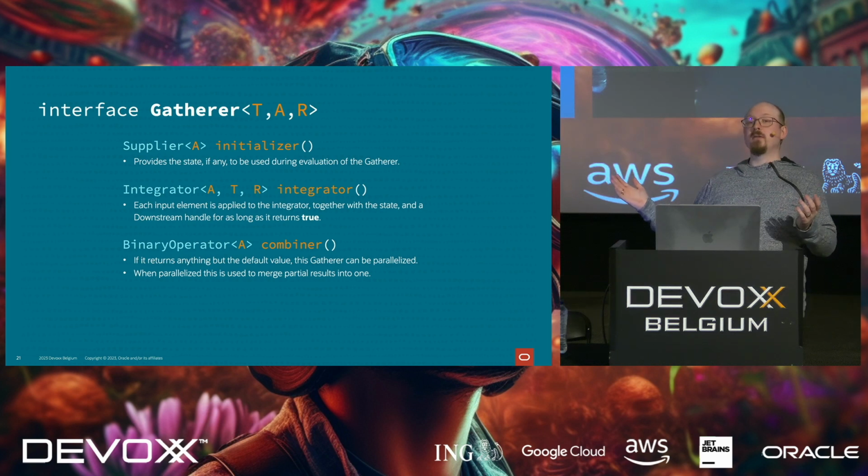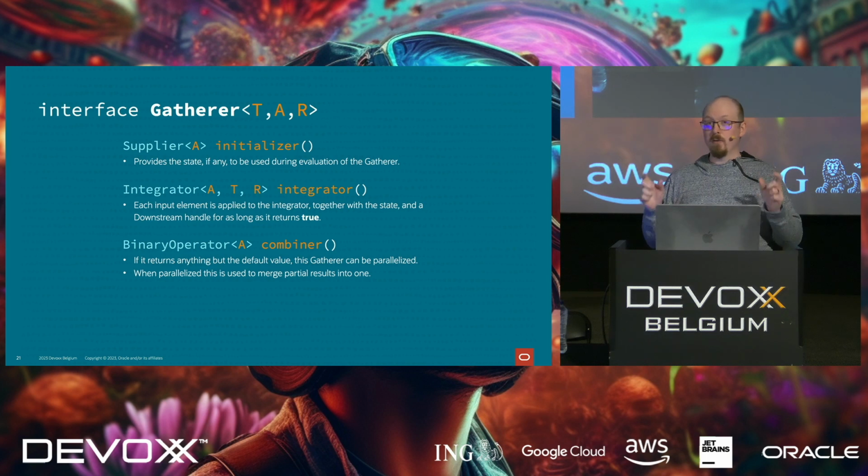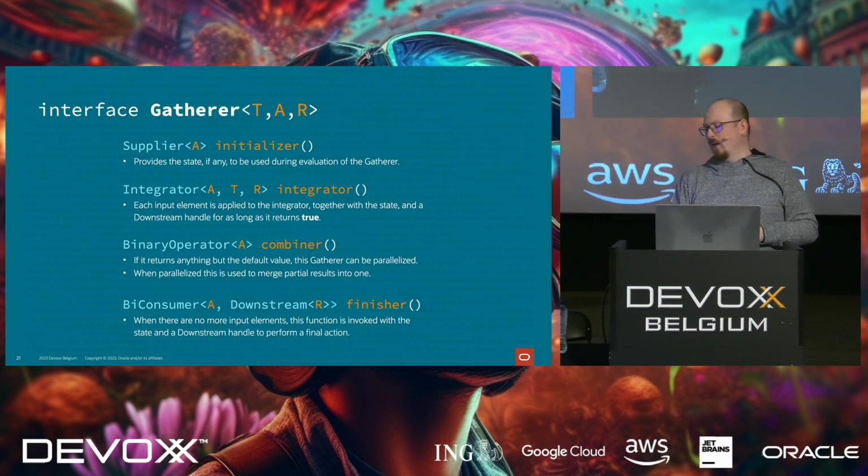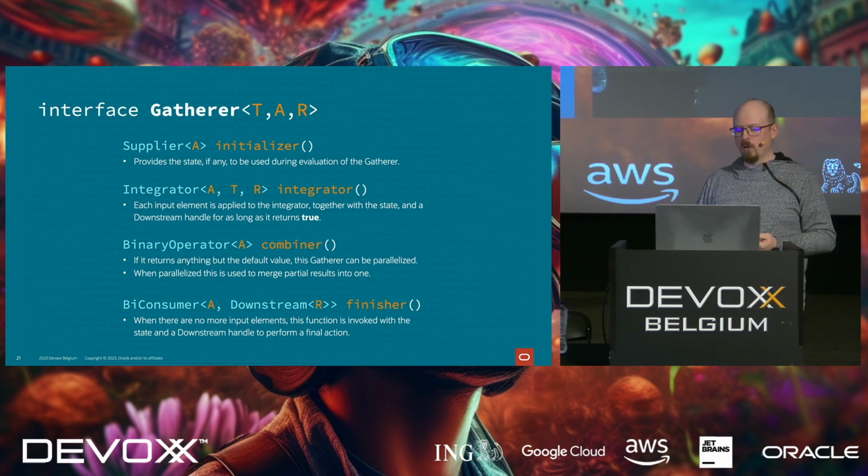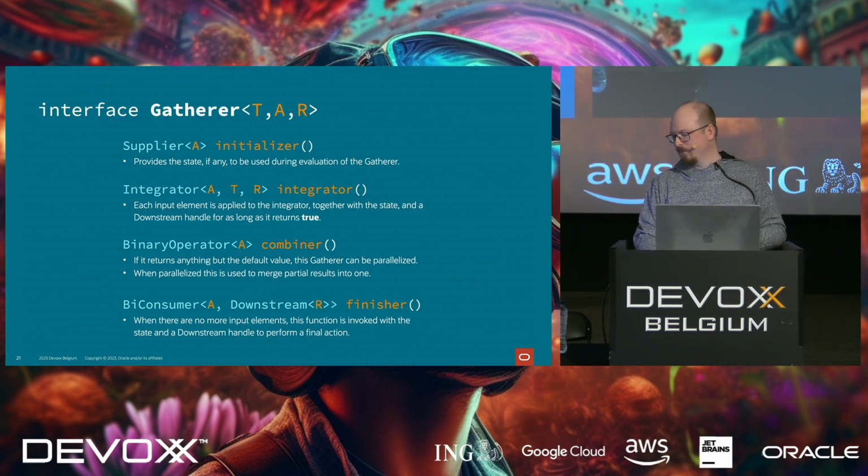We still have the combiner. That's useful in order to be able to parallelize this. And if we can combine our state elements, then we should be able to parallelize as well. And we modify the finisher a bit. So instead of being a function from A to R, it's a BiConsumer of A and a downstream of R, so that we get the final result and we have some means of being able to send something downstream in response to knowing that we will never get any more elements. So it's fairly close to collector.